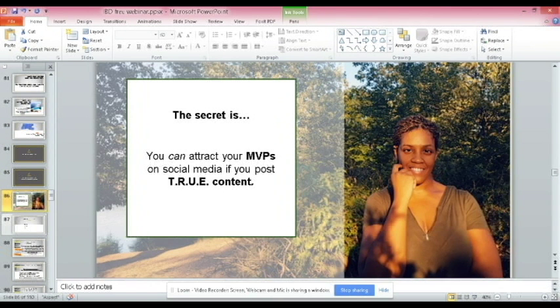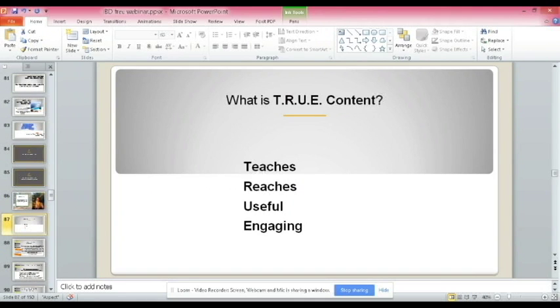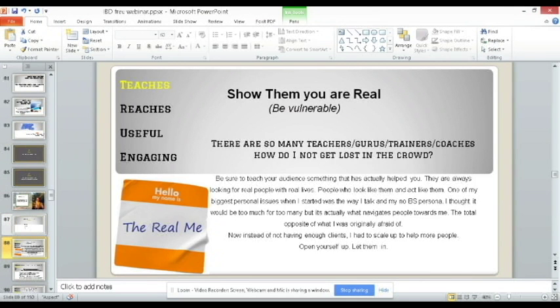The secret is you can attract your most valuable players on social media if you post TRUE content. T.R.U.E. So, what is true content? True content teaches, it reaches, it's useful, and it's engaging.